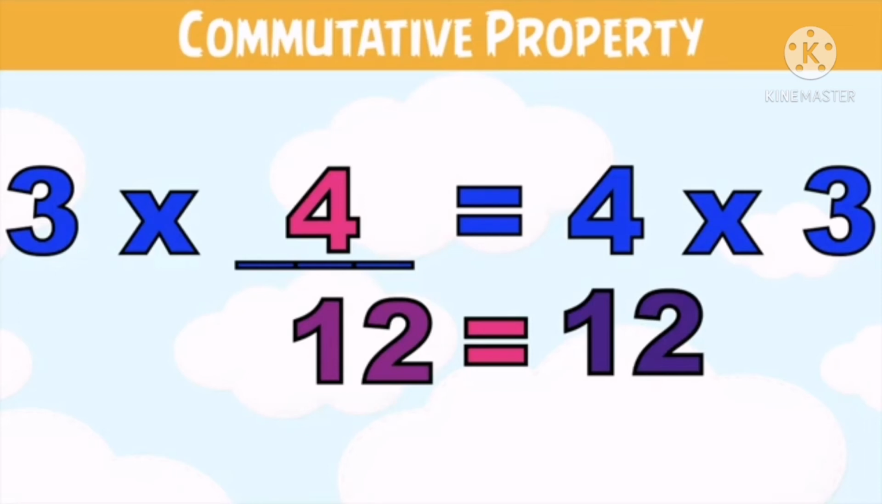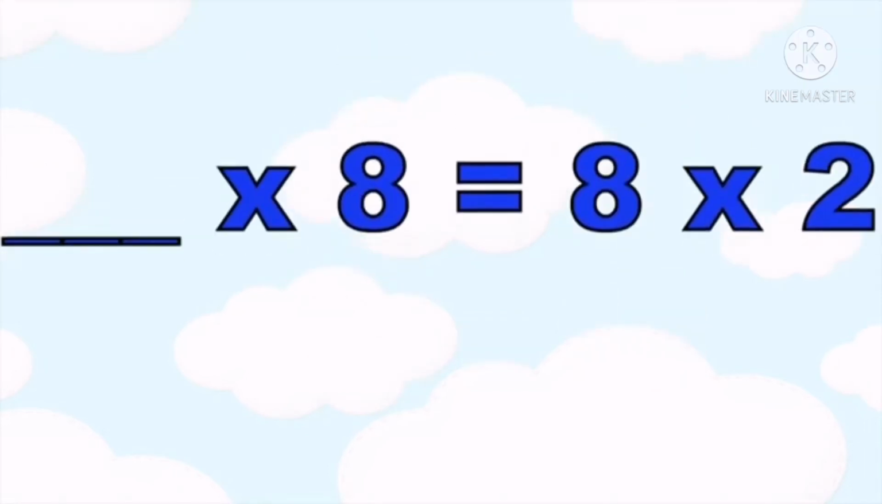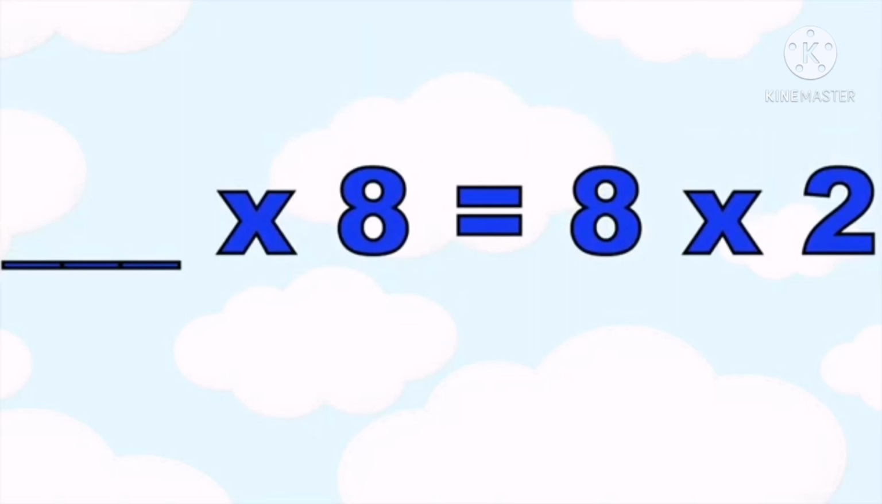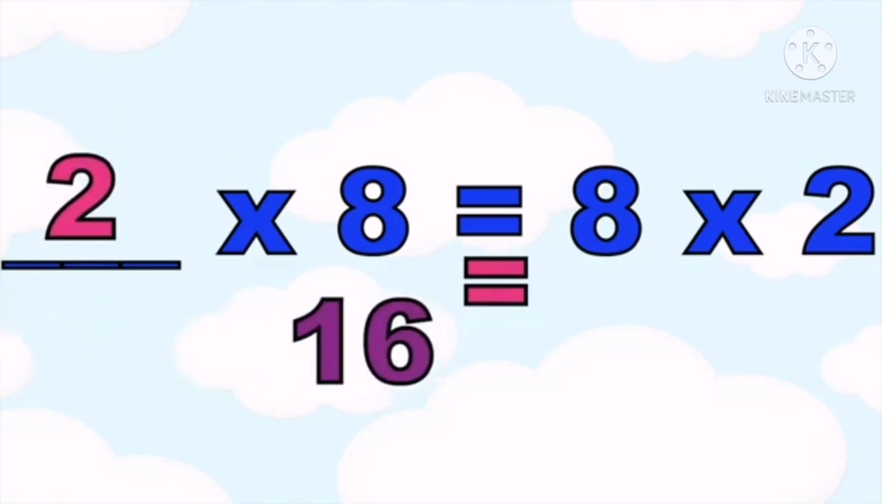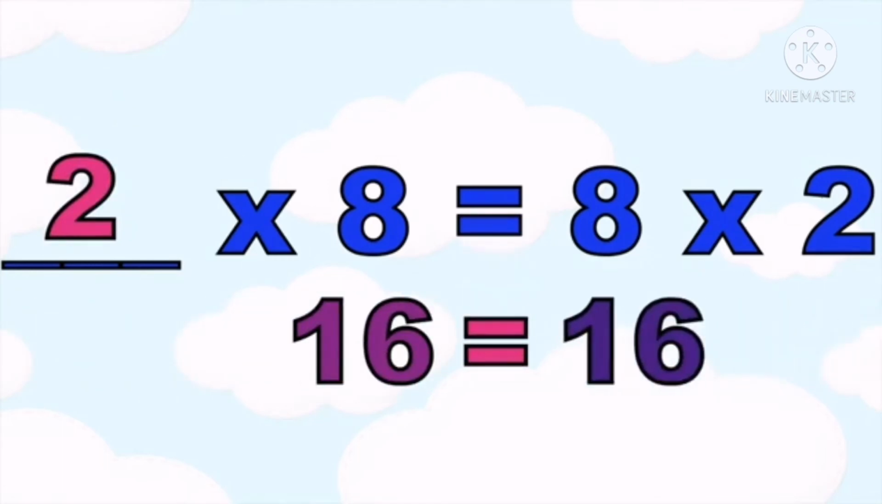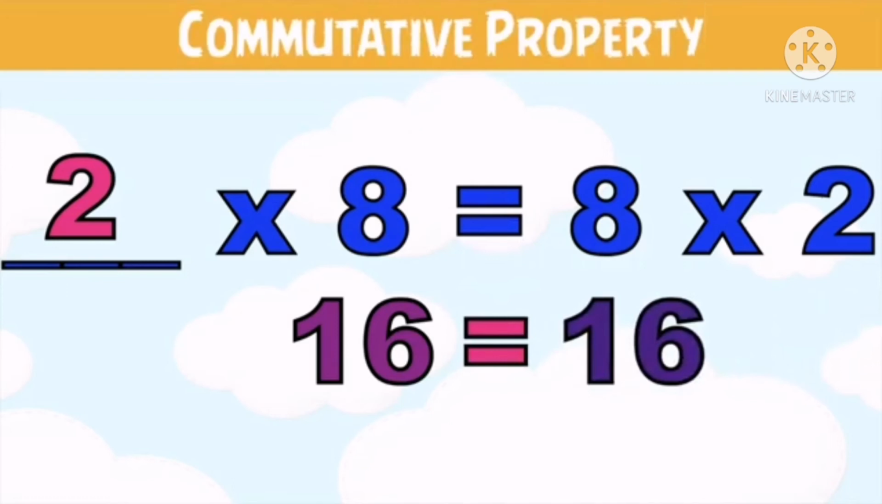Now let's have another example. We have blank times 8 is equal to 8 times 2. What do you think is the missing number? Great job, kids. That is 2. Because 2 times 8 is equal to 16, while 8 times 2 is equal to 16. This is because of the commutative property of multiplication.